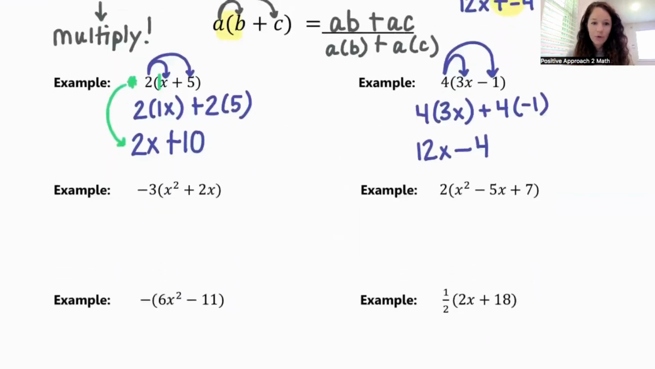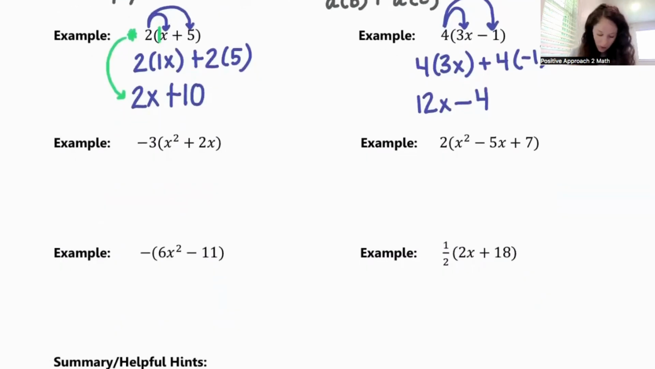Let's see, moving right along. All right, now we're distributing a -3. So we're going to be doing -3 times x squared. And just a reminder, there is a 1 in front of there. And then we're going to be doing -3 times 2x, okay?